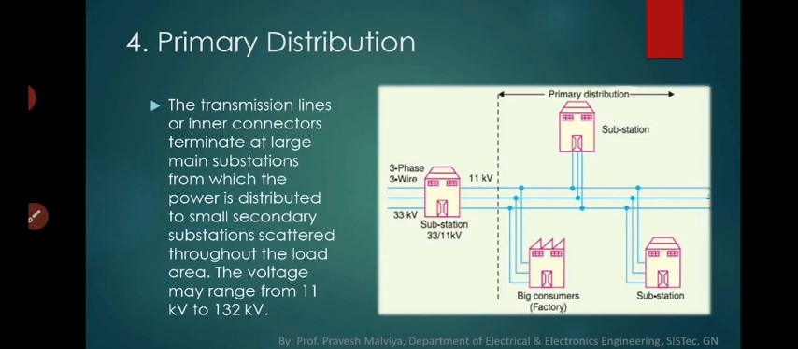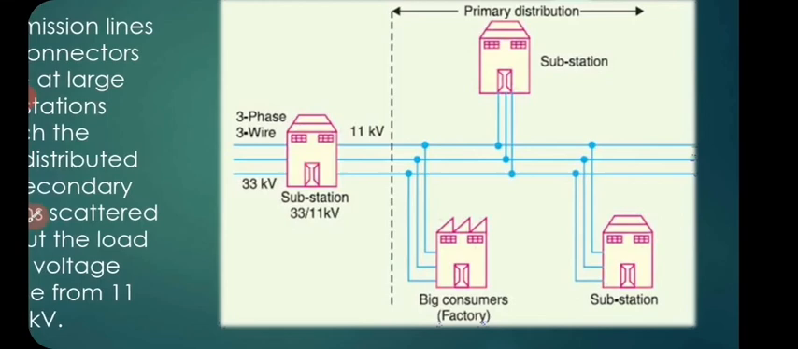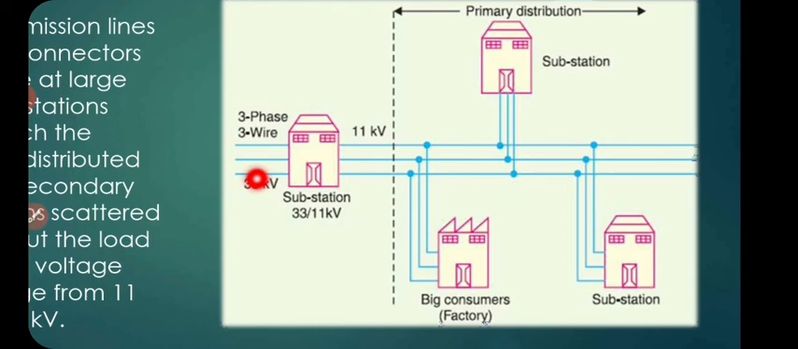Now when we come to distribution, distribution is also classified into primary distribution and secondary distribution. When we talk about primary distribution, with the help of this SLD we can understand it clearly. Here we can see that this is a 33 kV incomer to this substation, and this substation has stepped down that voltage to 11 kV, and this 11 kV is being sent to big consumers like factories and other small substations. So this distribution of 11 kV line comes under the primary distribution.